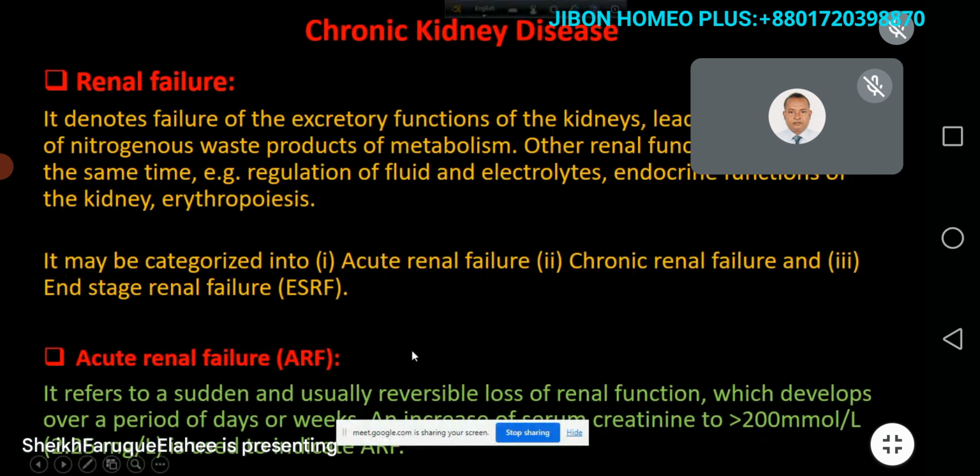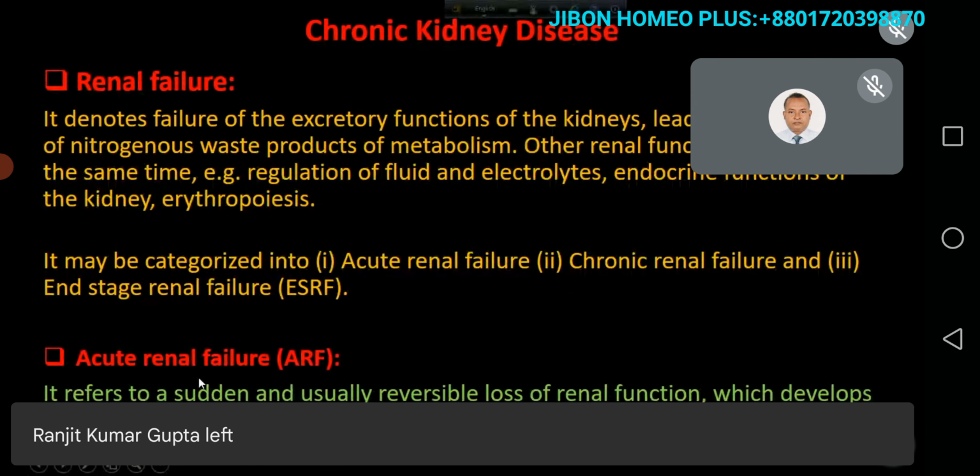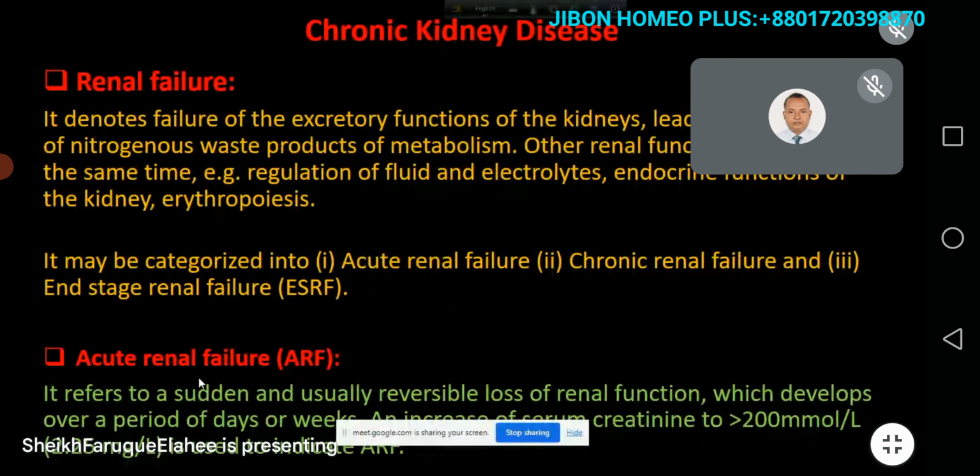So acute renal failure, if this development is sudden and it is reversible, it will come back to normal by itself. And it develops only over a period of days or weeks, not for a long time. That's why you call it acute renal failure, because it is being produced in a short time and it is reversible.